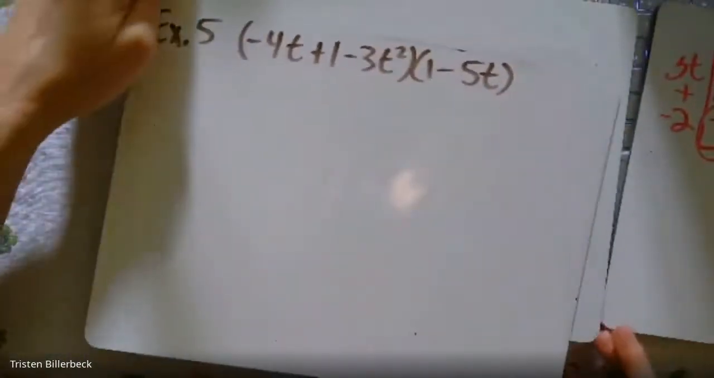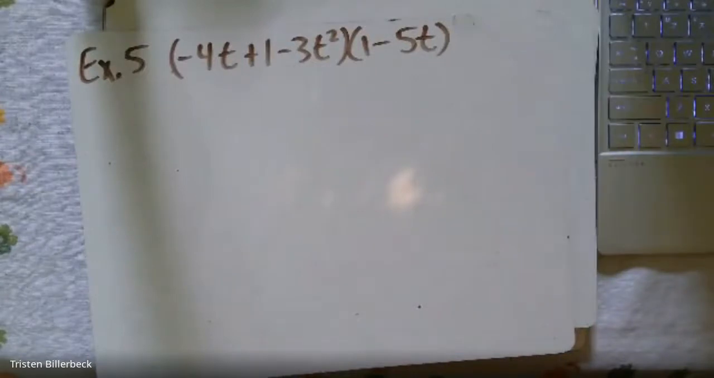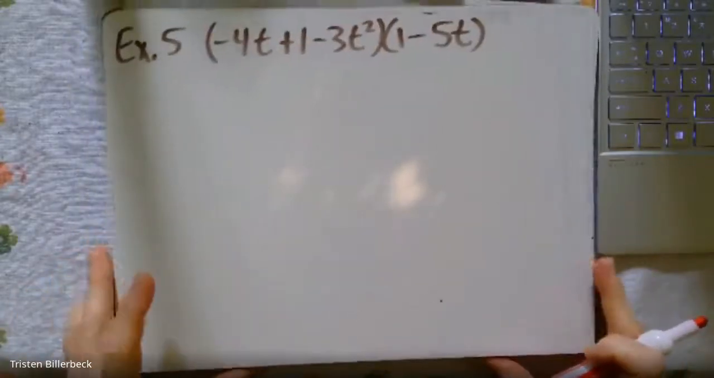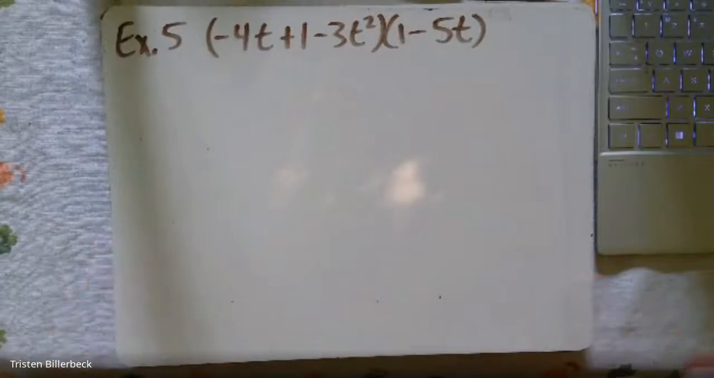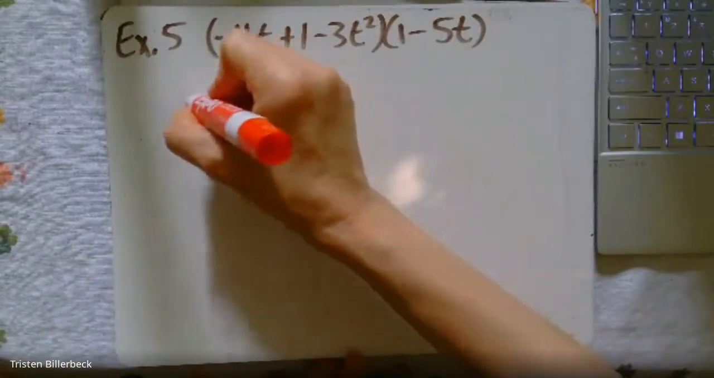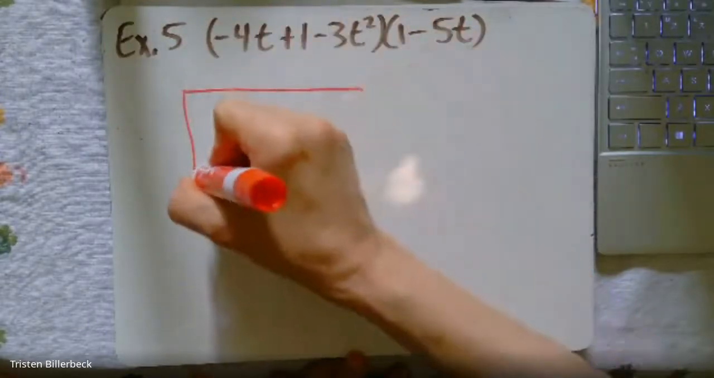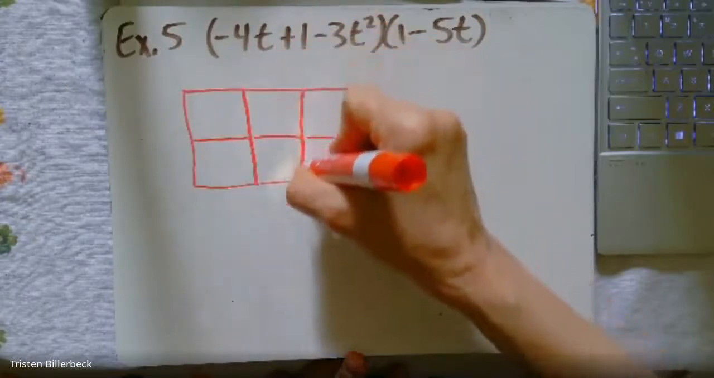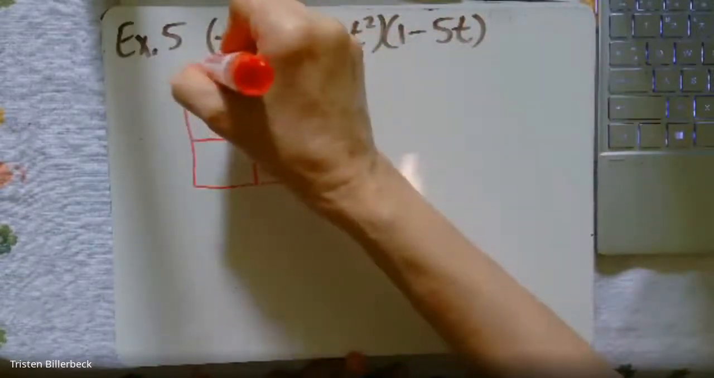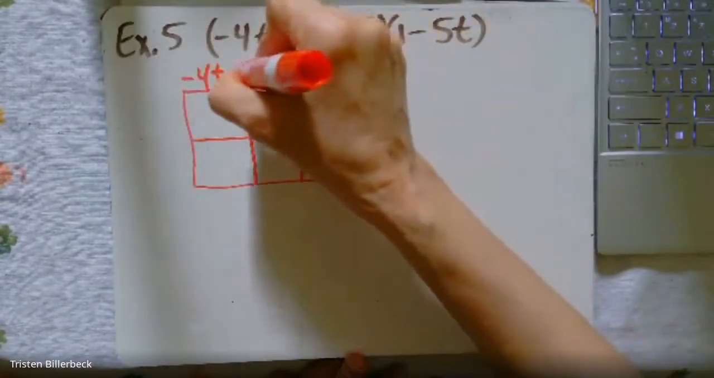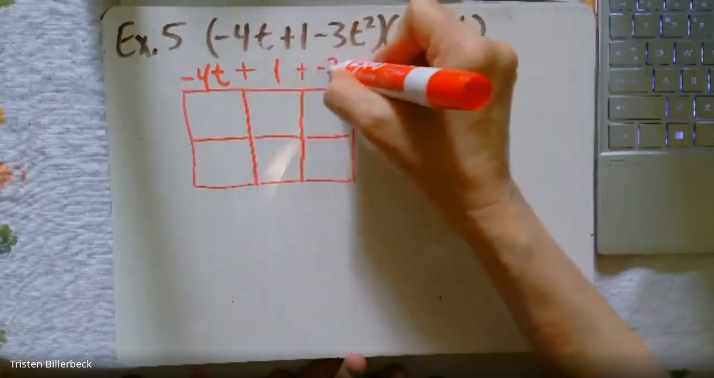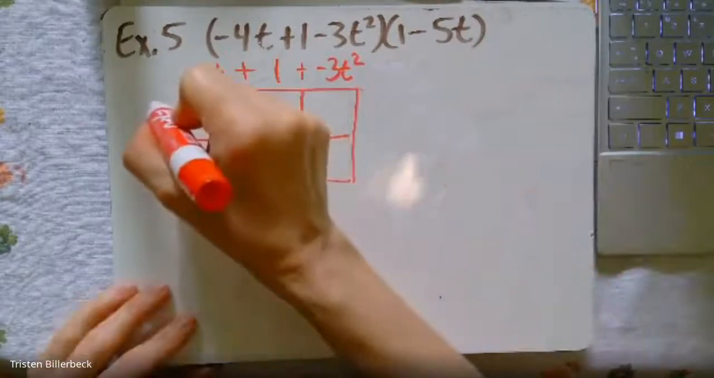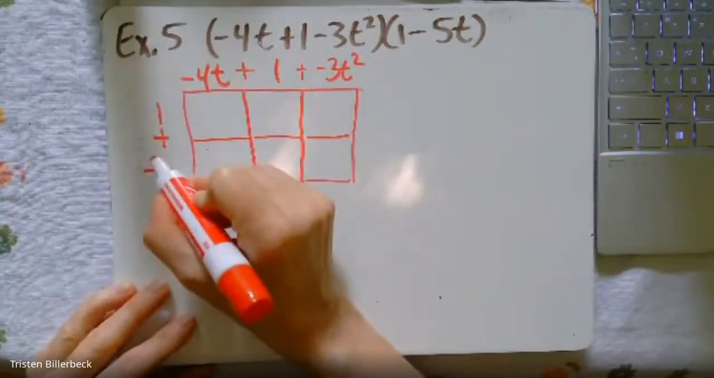All right, let's do this one last example on the product of expressions. So I showed you the FOIL version. Let's just do the box right now for this one, because I think the box is just the best way when we're dealing with trinomials. Okay, so we have negative 4t, 1, and negative 3t squared. So this one we have 1 plus negative 5t.